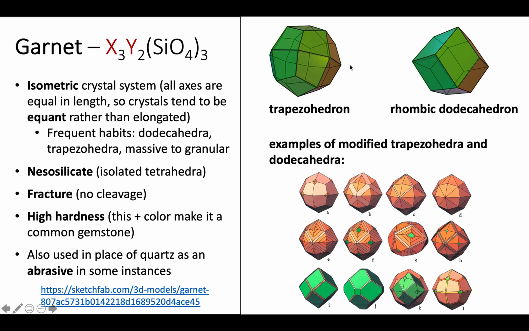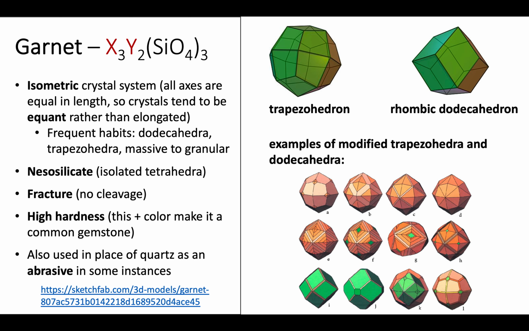Some of the frequent habits that you see for garnet are going to be dodecahedra. Here's an example of that. This is a rhombic dodecahedron. Dodecahedron means that it has 12 faces. Rhombic means that each face is a rhombus. Over here, we've got a trapezohedron. You can see that each face is a kite sort of shape.